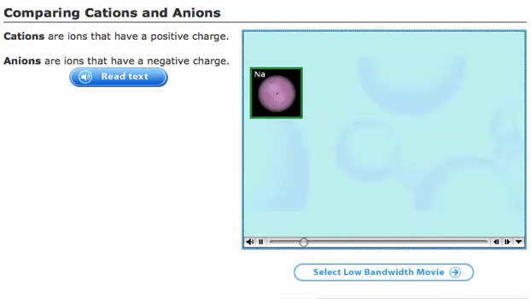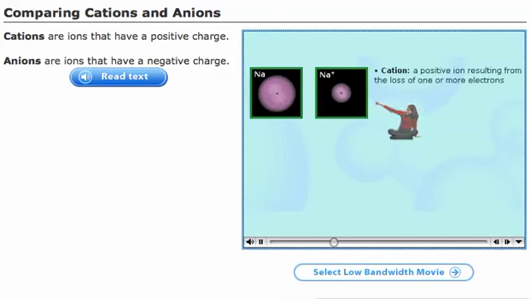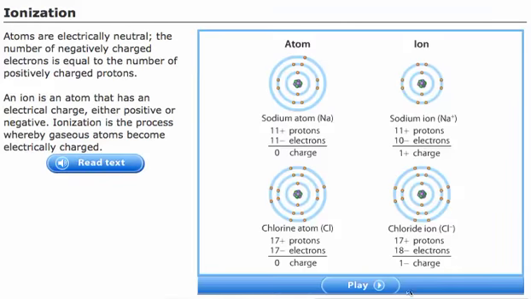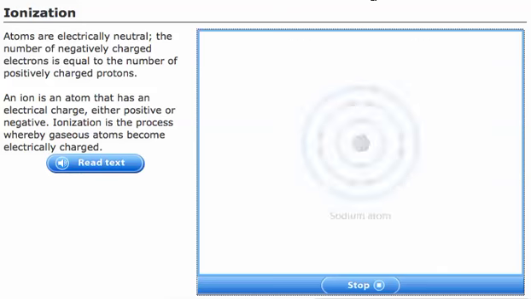If an atom loses an electron, it then has one more proton than electron, and it has a positive charge. But if an atom gains an electron, it then has a negative charge. An ion is an electrically charged atom. If the ion has more protons than electrons, it is a positive ion or cation. If it has more electrons than protons, it will be a negative ion or anion.